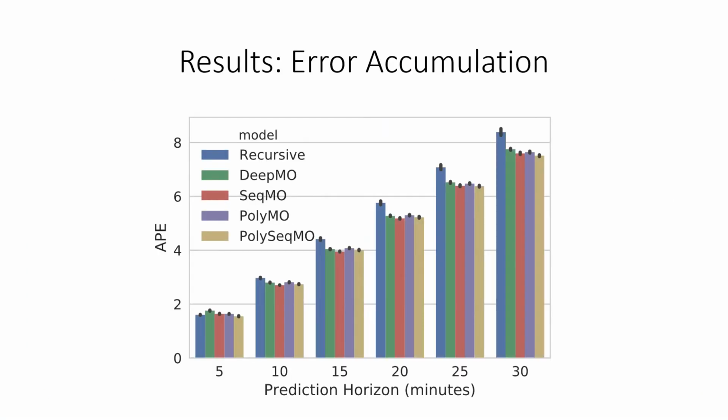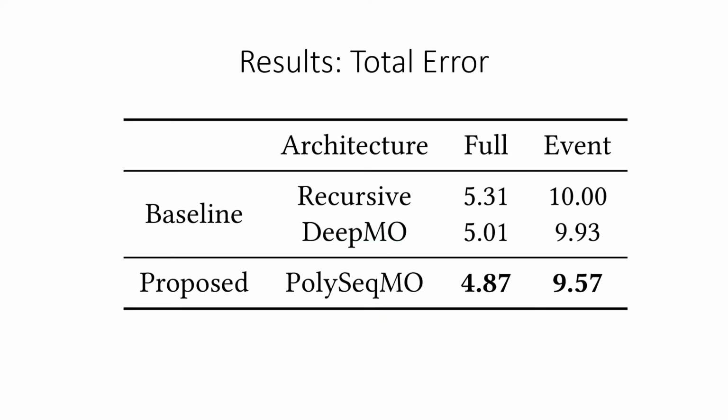We evaluate our methods on a large dataset of blood glucose data collected from type 1 diabetics. We found that our new approach reduced the rate of error accumulation, here shown in terms of absolute percent error. Beyond reducing error accumulation, our approach reduces overall error, both on average and during periods of rapid blood glucose fluctuations.